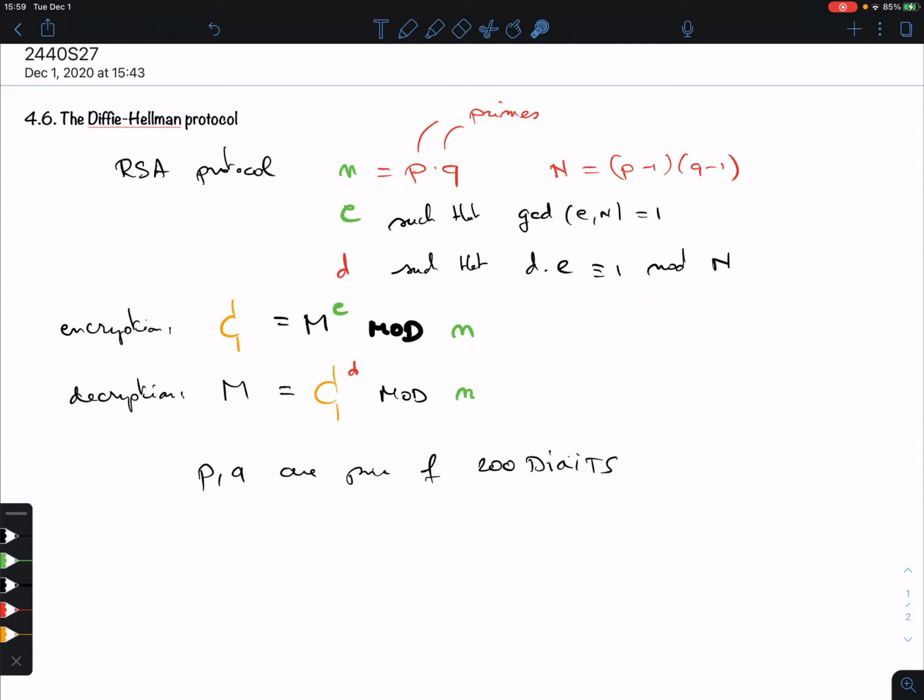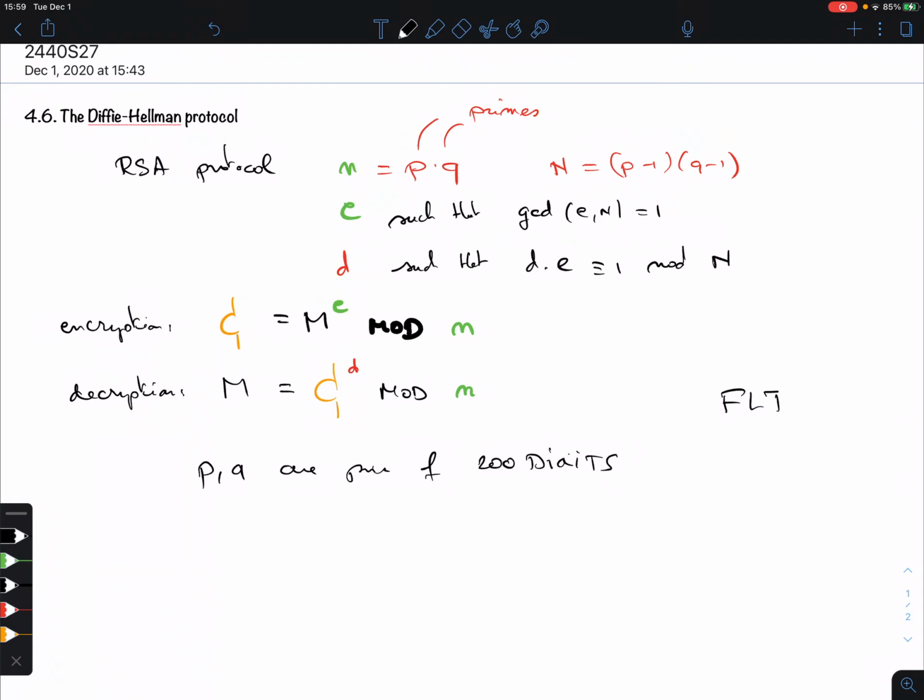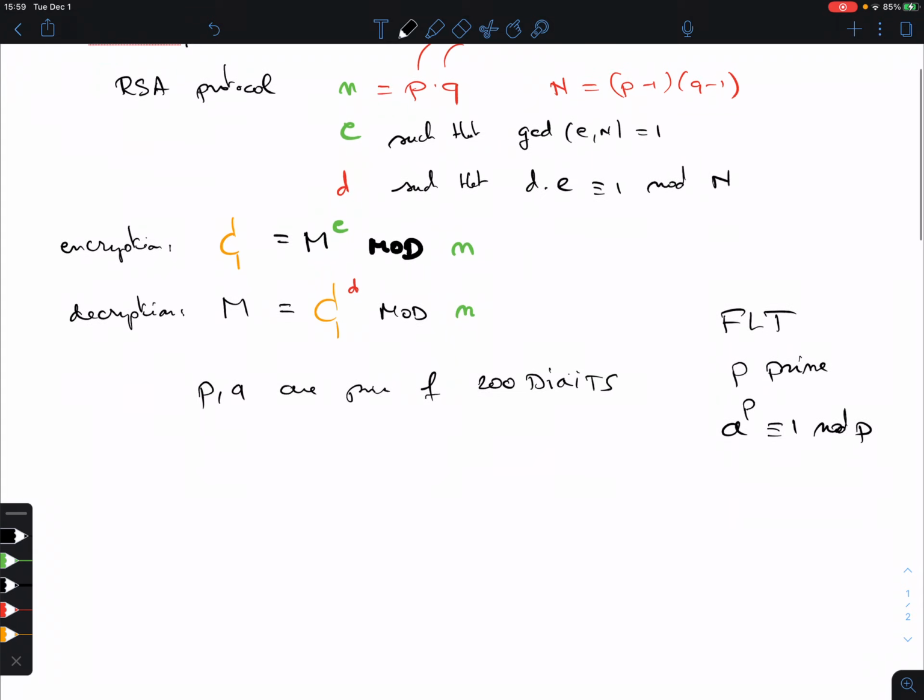what we have seen is called pseudo-primes, right? So I remind you, if P is a prime, so let me write this down. Fermat's little theorem says: if P is a prime, then A to the P is equivalent to 1 mod P. And if you go back to the discussion, A to the P minus 1, sorry.